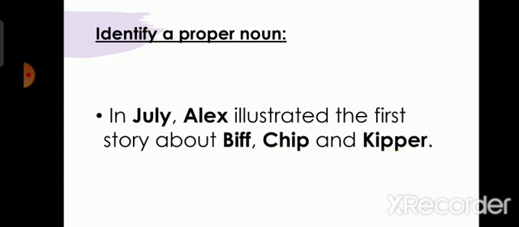Yes, you are right. July is the name of a month. Alex, Biff, Chip, and Kipper are the names of people. That's why they are special ones. They are the special names. That's why they are proper nouns, and proper nouns always begin with capital letters. I hope all of you have done your work neatly and everything is clear to you.